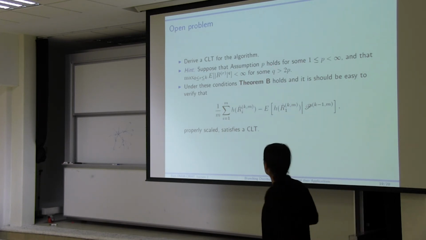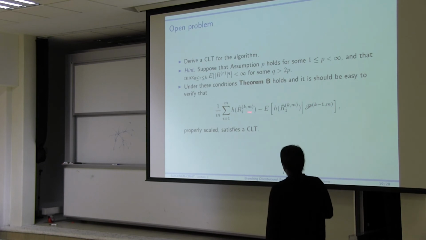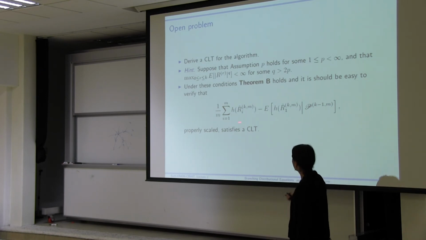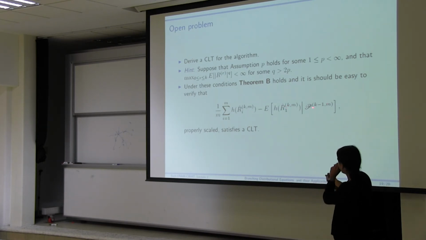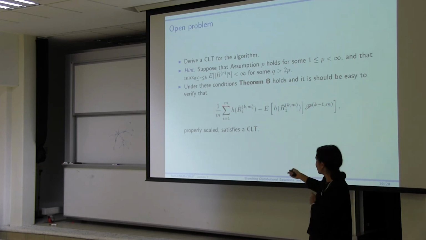That makes the calculations a little bit more straightforward. And if you look at the estimator, here I'm looking at my empirical average, and what I'm going to subtract is the conditional mean of that empirical average, given the pool. So now these are IIDs. Because conditionally they are IIDs, it's not very hard to see that this satisfies a CLT.